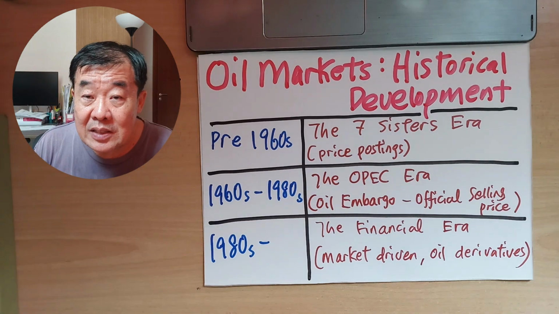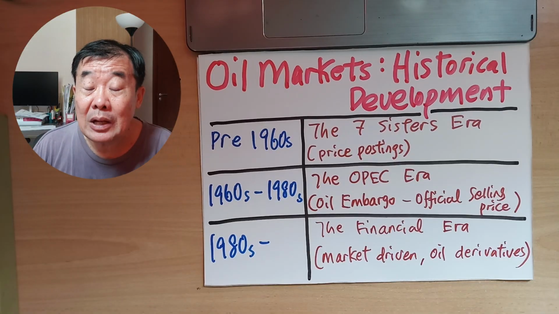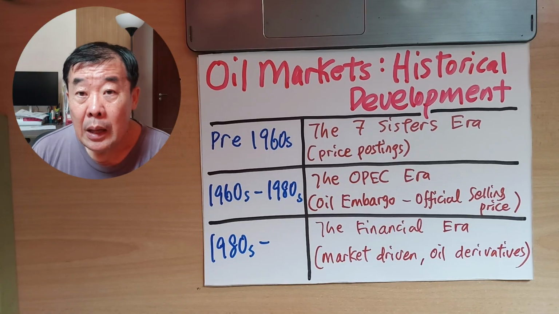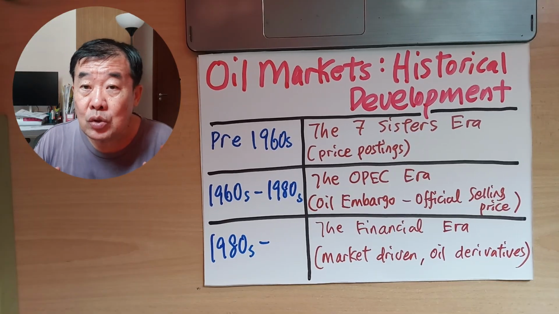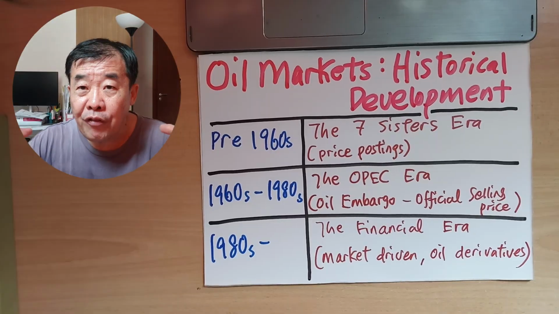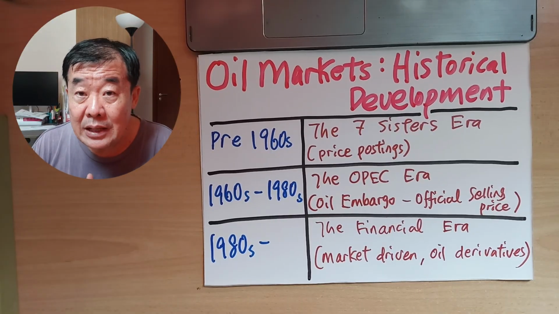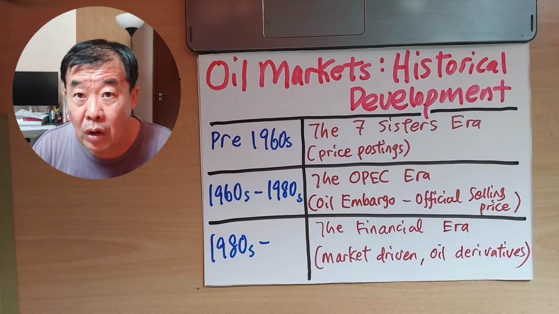Now, after the 1960s, a lot of these oil producing countries started to feel, why should we be bullied by these international oil companies? Since each of us is so weak, we had to form a united organization to fight against all these international oil companies.